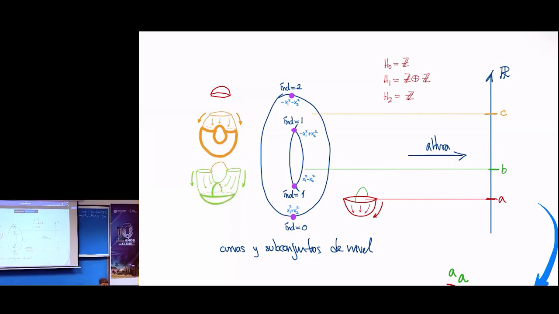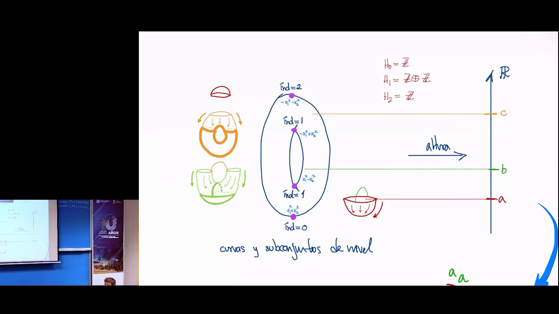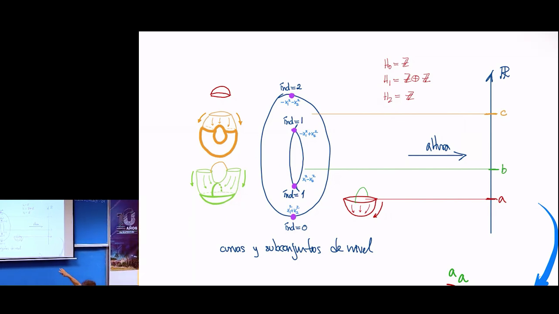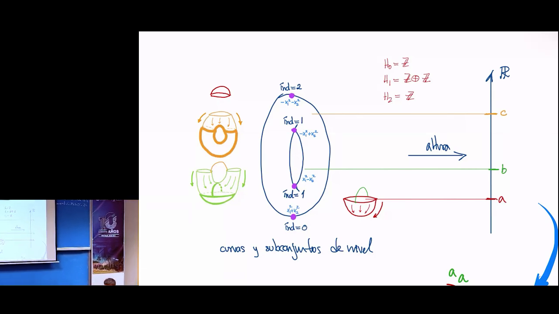And this handle is, of course, a cell of dimension 1. And it is the same dimension as the index of this point that you eventually cross. So the index and the gradient lines tell you how you are assembling up to homotopy this space, at least up to this point.